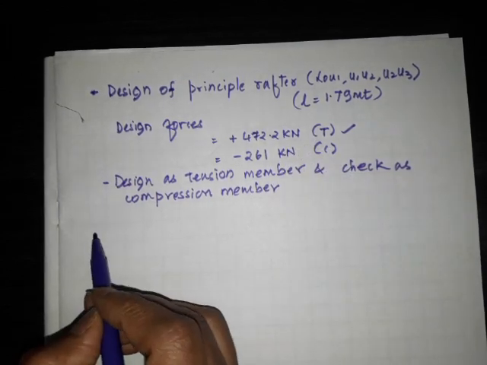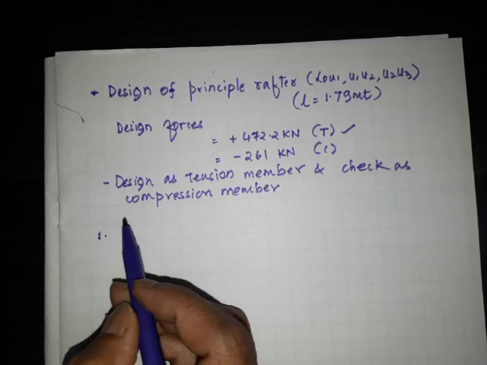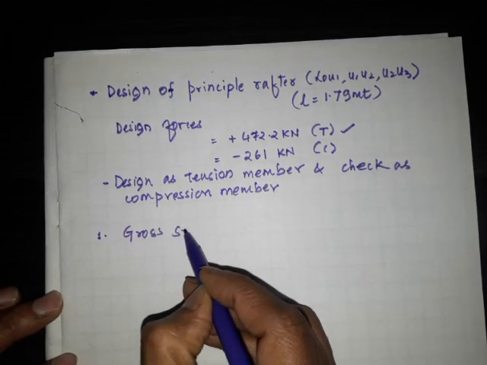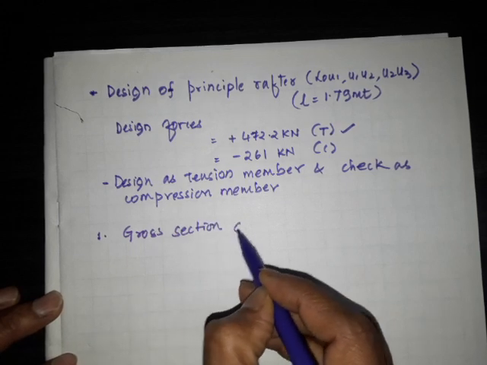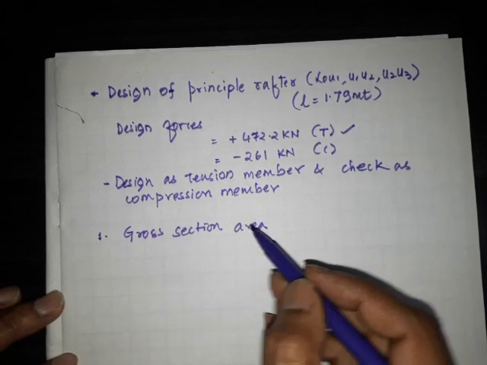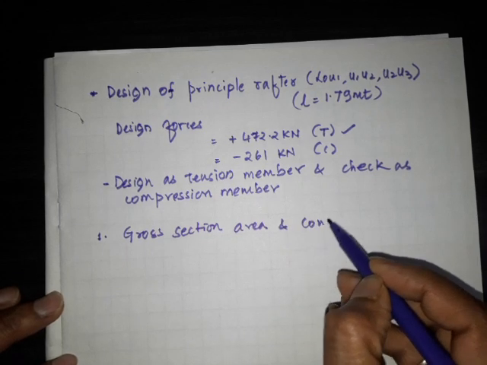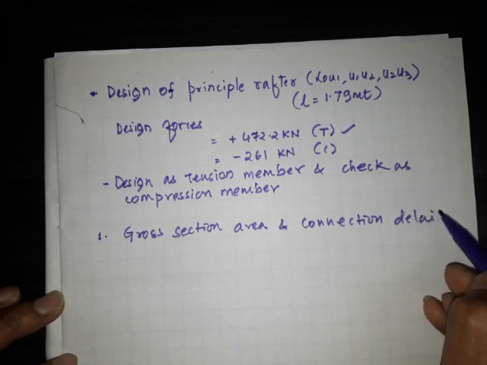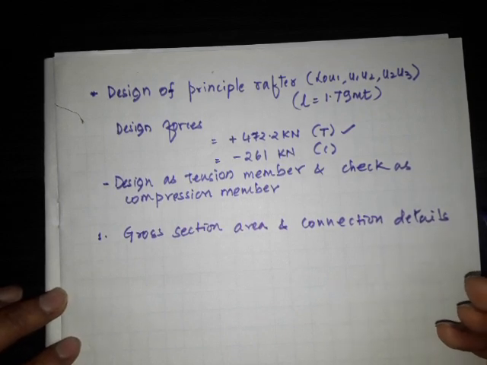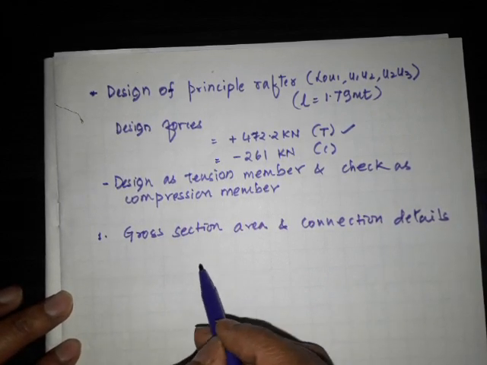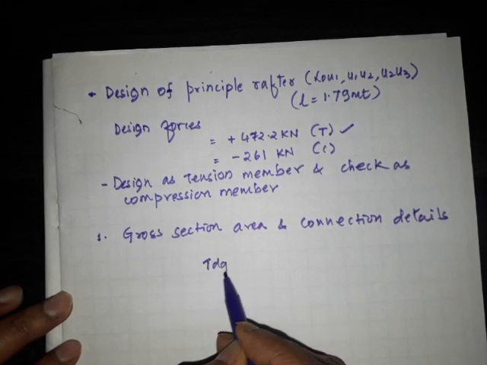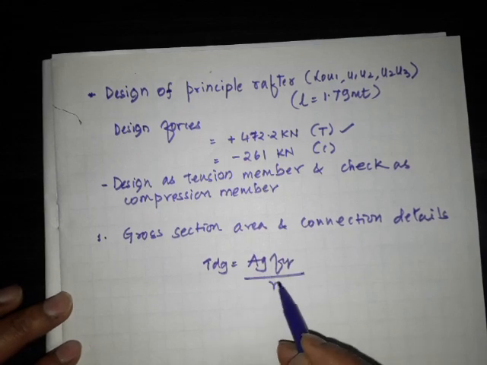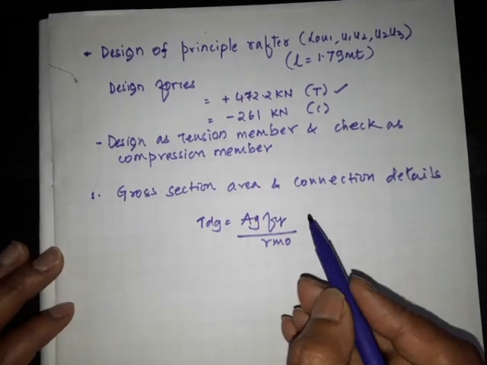Okay, so here the first step you have to start with is the cross section area. So first you have to select the cross section area and connection details. The first step is the cross section area and connection details. So again by using TDG is equal to AG into Fy upon gamma m naught.